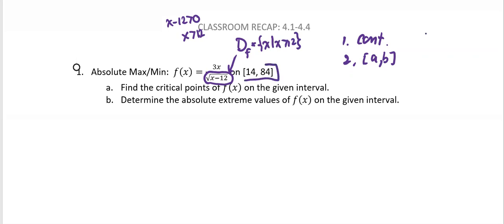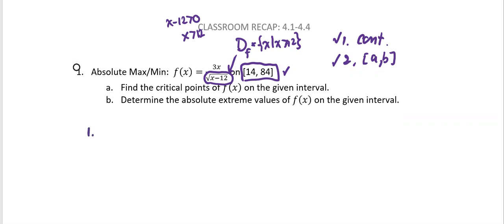But the closed interval that's provided is between 14 and 84, which is beyond 12. So then this function is continuous on the closed interval provided. By the extreme value theorem, this function will have extreme values, which means we'll have the absolute max and absolute min within the interval 14 to 84. And after we verify that, the extreme value theorem guarantees we're going to have the absolute max and absolute min.